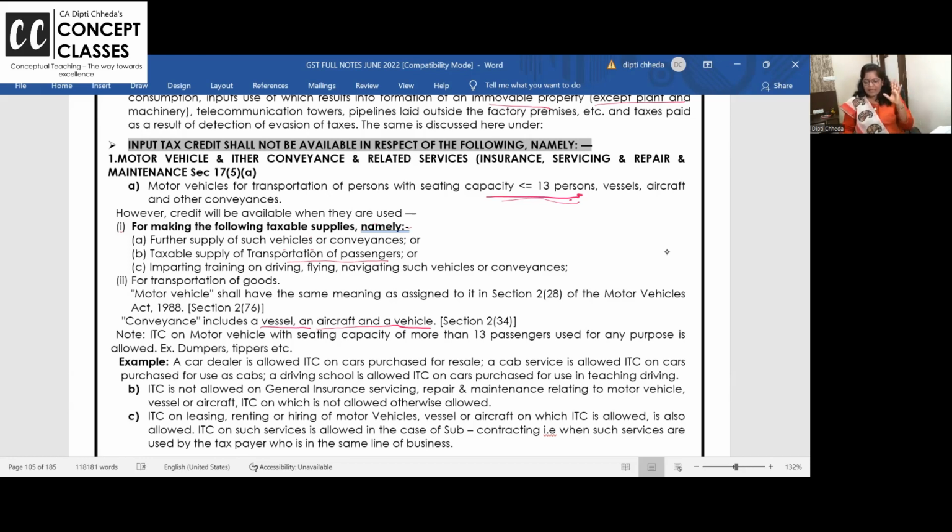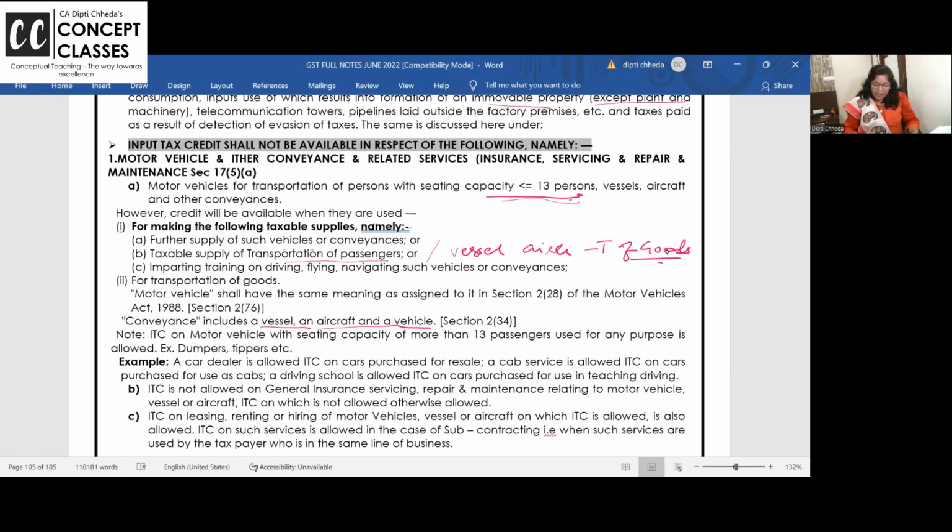Motor vehicle. सुनो पहले ध्यान से सुनो. Motor vehicle, if you are using for taxable supply of the passengers, it's allowed. You are having a transport car business for passengers, and in case of vessel and aircraft, transportation of goods पे भी allowed है. If you want, add it. It's missing here. For vessel and aircraft, transportation of goods. अगर goods के लिए आप vessel और aircraft use कर रहे हो, other conveyance तो चलेगा.